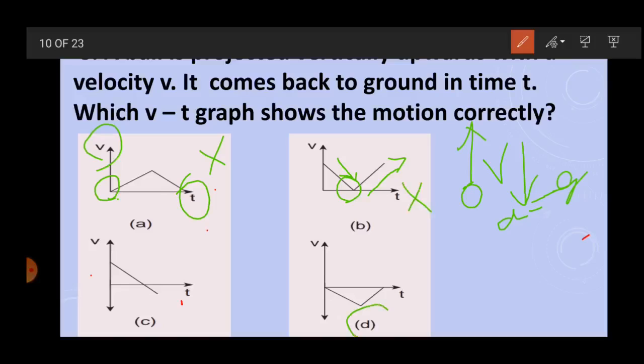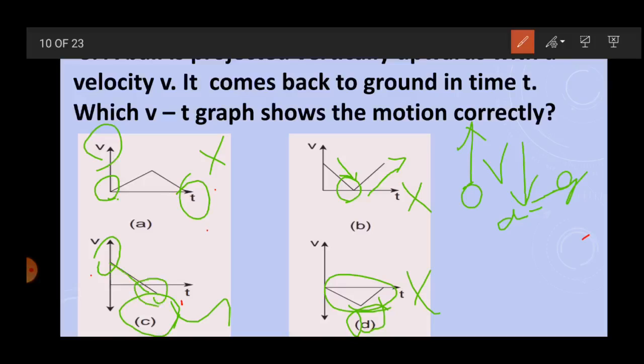But option D, the total displacement is negative, so no need to calculate the answer. But option D, so option C is the correct answer. Here the particle comes back to ground in time t.